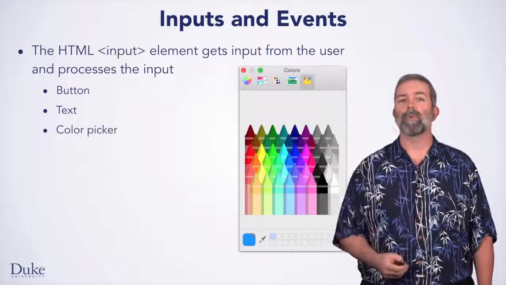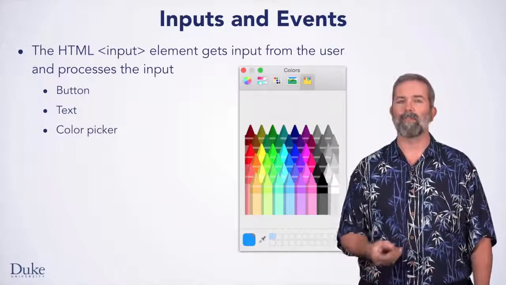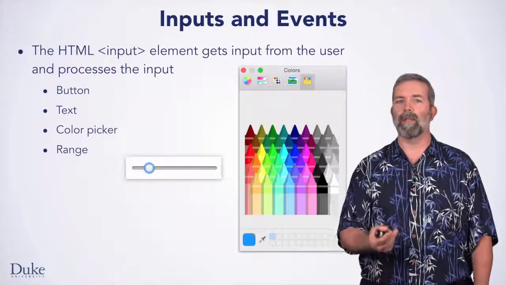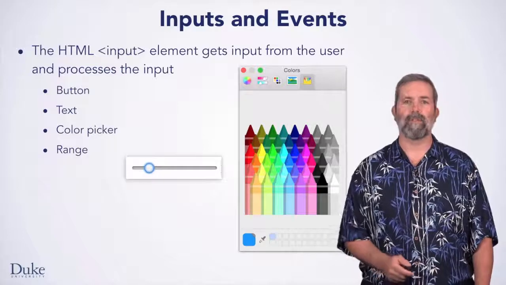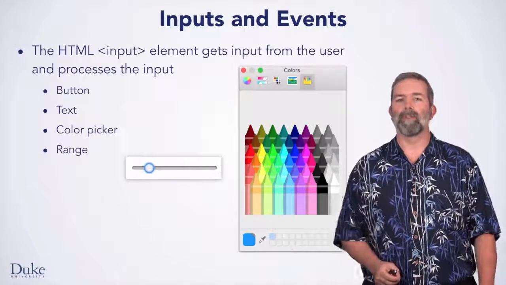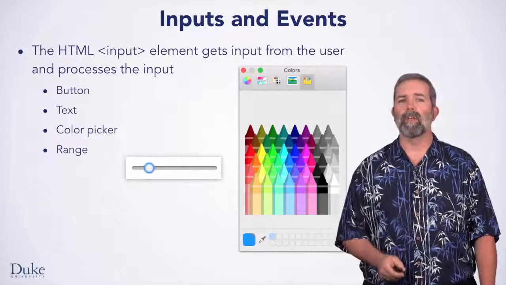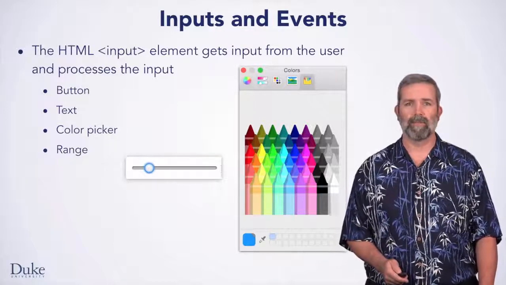You can present the user with a color picker tool, such as this one, or a range, which gets information from the slider, both of which you'll see in this lesson. There are many other options you can find in the documentation for the HTML input element.